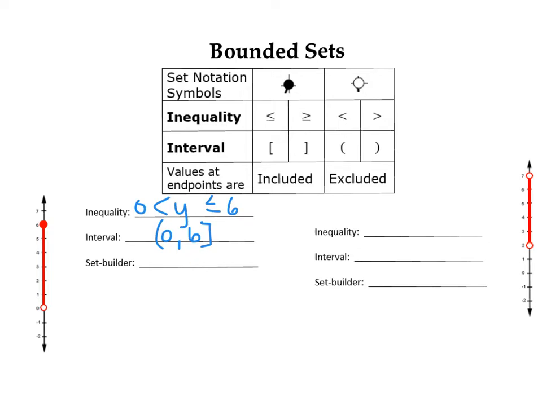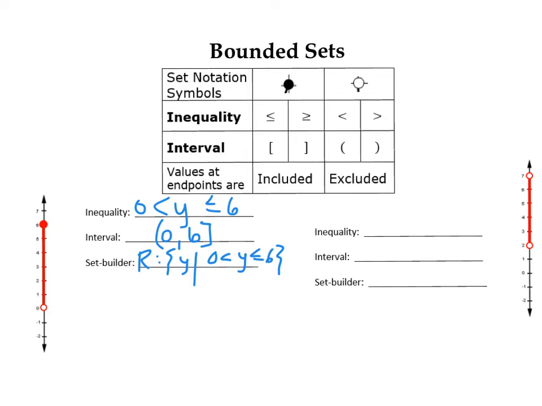Lastly, we have set builder notation. Since we're dealing with y's, we're going to be dealing with the letter R for range. So we can say R, the range is a set of y values such that y is between 0 and 6. Remember, we really just copied this inequality symbol in here, and we're just saying that we're talking about the y values. So y such that y is between 0 and 6.